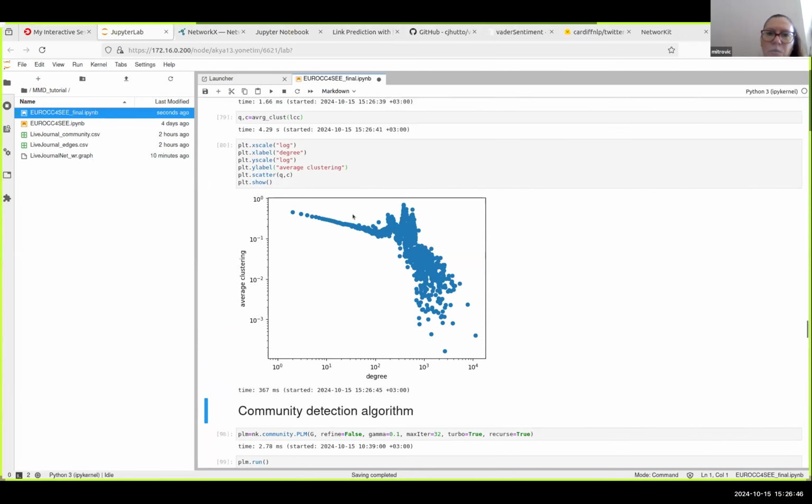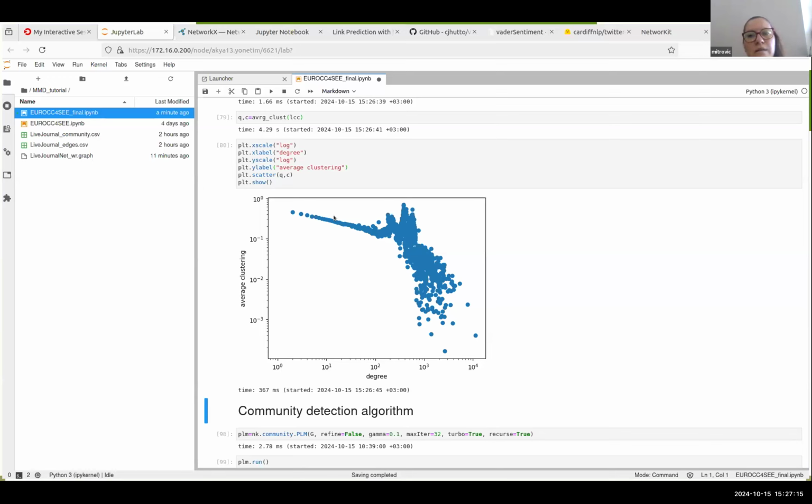And we will plot. What we see here is that our average clustering coefficient decreases with degree, but not as fast as one would expect. Actually, in many social networks, the clustering coefficient decreases as a power of the degree in the network. And here, I wouldn't say that this happens.